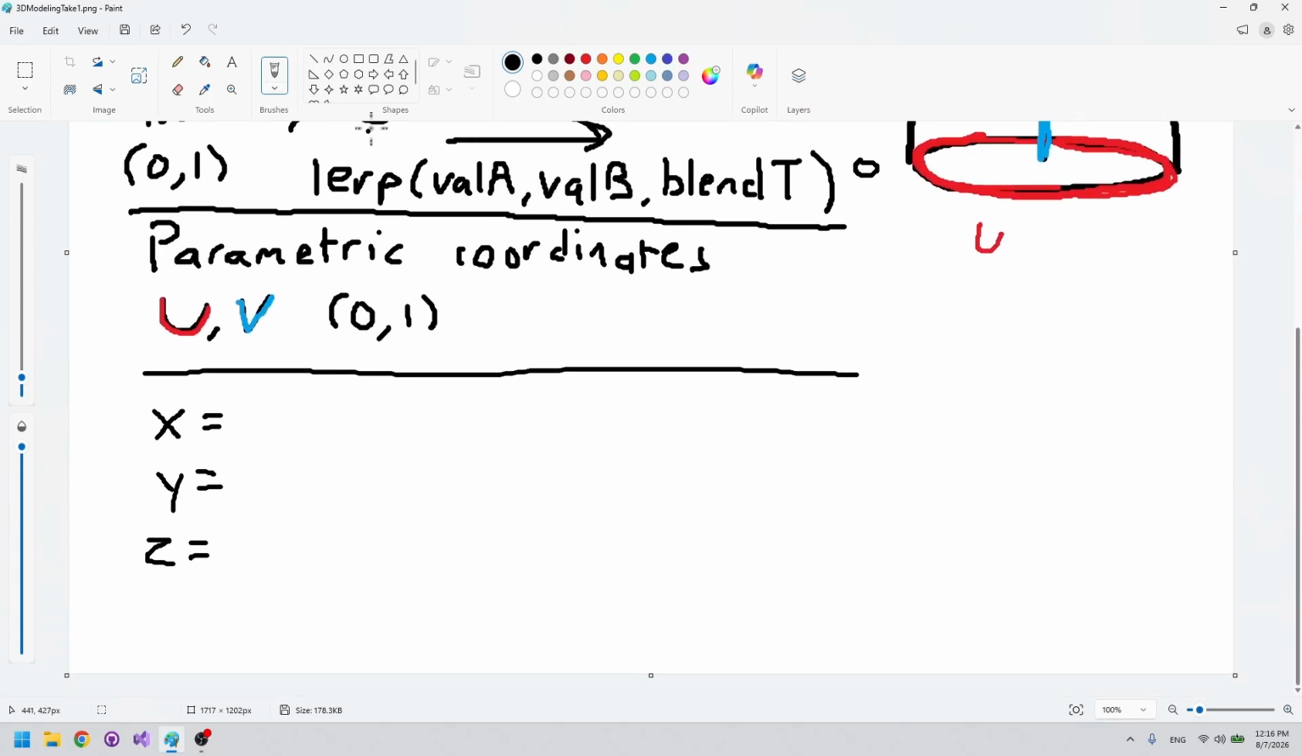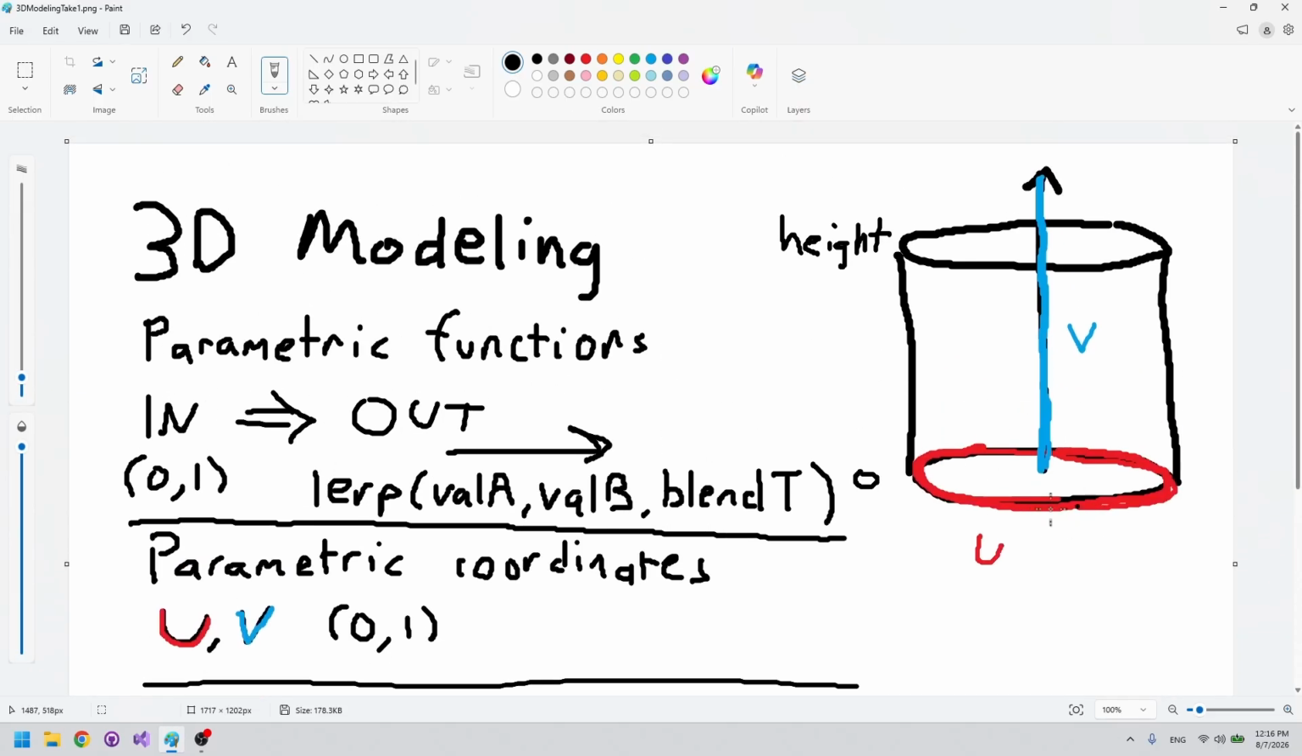We'll just say that our y is v times height, okay? And let's just throw the colors for v on here just so we can keep track of that. Now for our x and z coordinates, those will be determined by our base shape, our circle, which is driven by our u parameter, right?